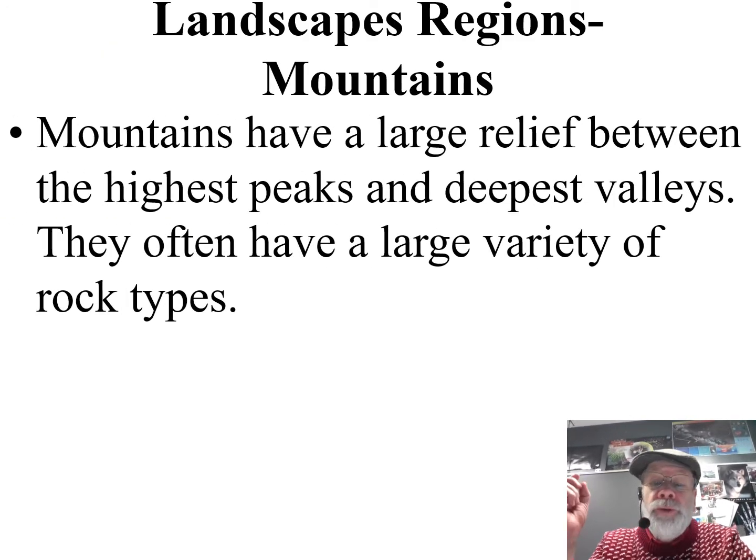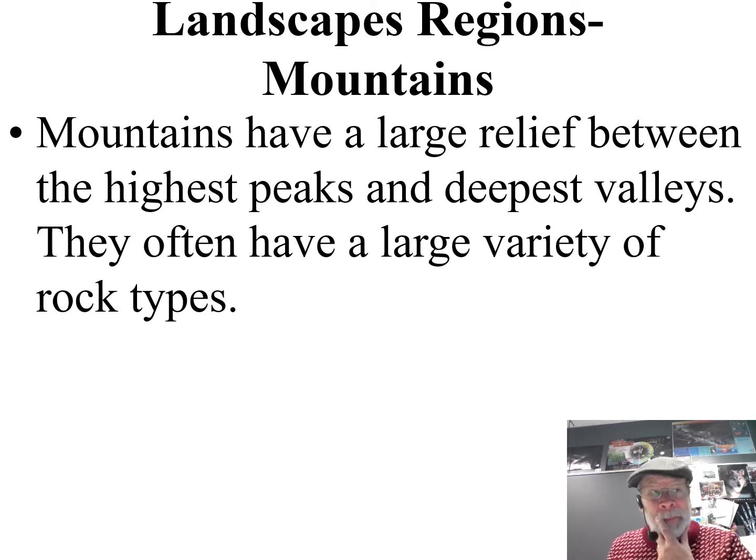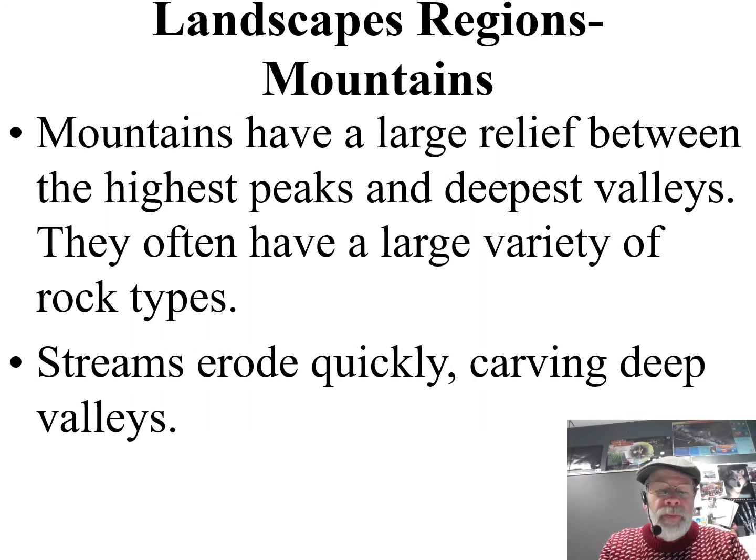So mountains have a large relief between the highest peaks and the deepest valleys. What does that mean? Relief is the elevation change in an area. So if you start at 2,000 feet and end at 3,000 feet, the relief is 1,000 feet. If you start at sea level and end at 3,000 feet, the relief is 3,000 feet. Okay, so it's the difference between the high and the low.